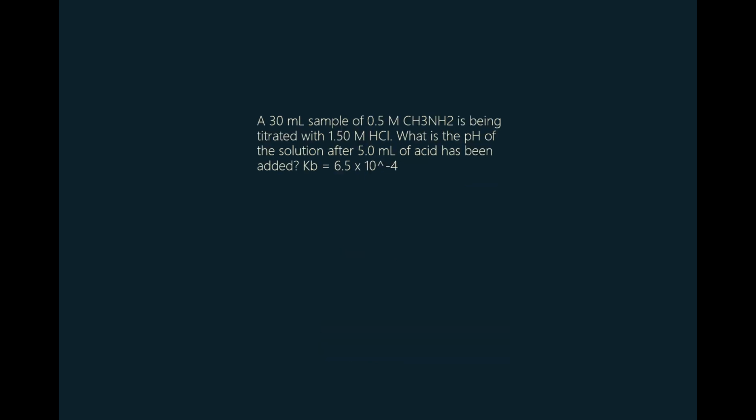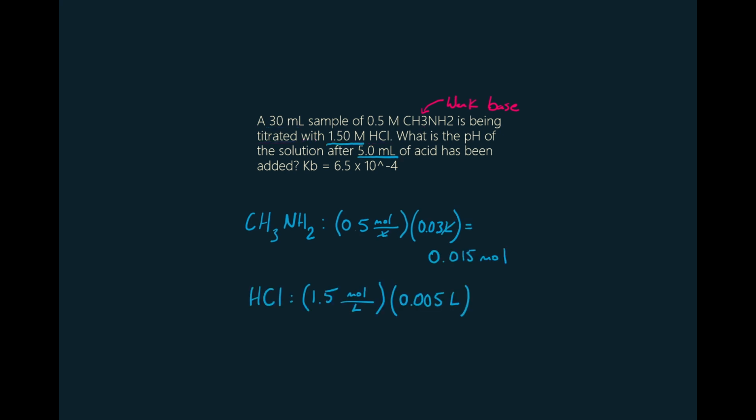So a 30 milliliter sample of 0.5 molar CH3NH2 is being titrated with 1.5 molar HCl. What is the pH of the solution after 5 milliliters of the acid has been added? And the Kb is given to us. Since we know HCl is a strong acid, that means CH3NH2 is our weak base. And since we have the molarity and liters of our base, we multiply them with each other to get our moles. The same can be done for the HCl.